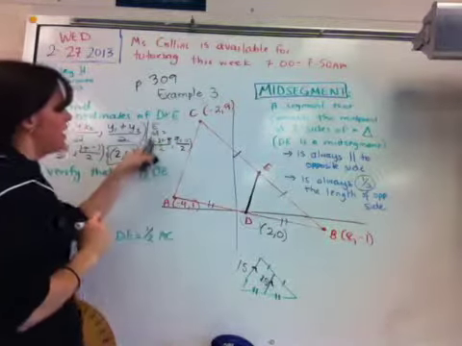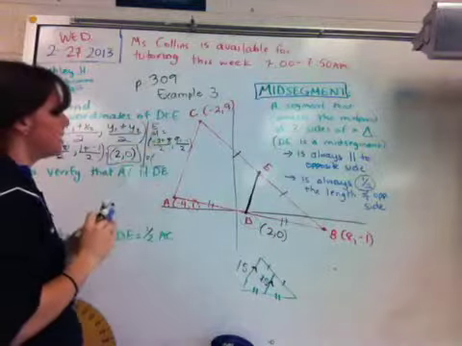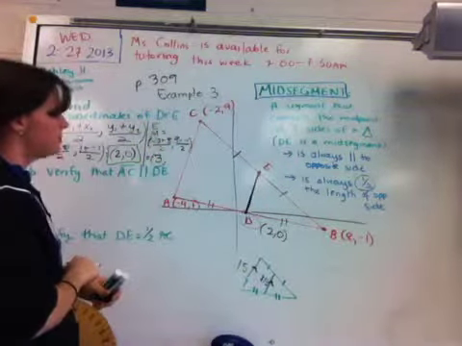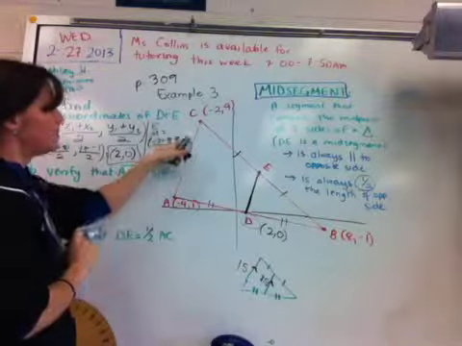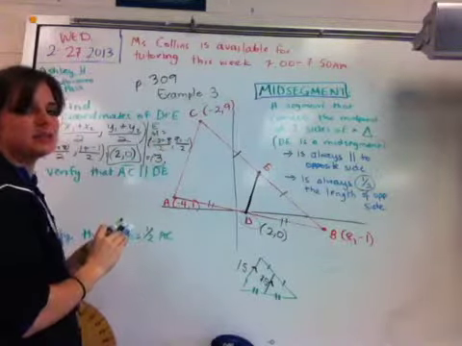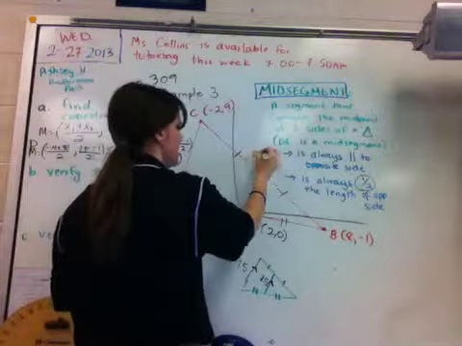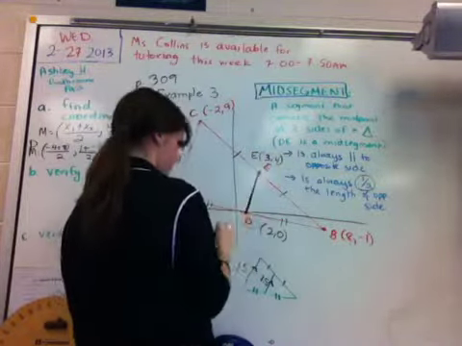Okay, let's simplify. -2 plus 8 gives you +6. +6 divided by 2 gives you 3. 9 plus a -1 is 8. 8 divided by 2 gives you 4. So E is at 3, 4.